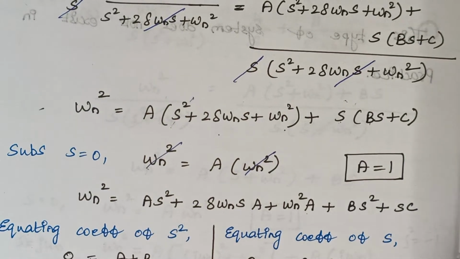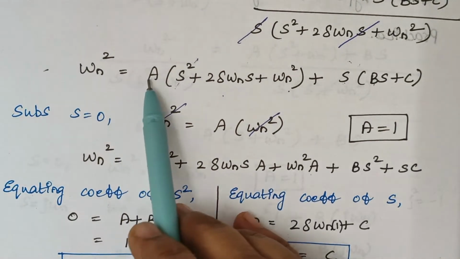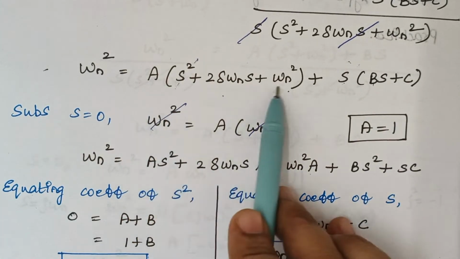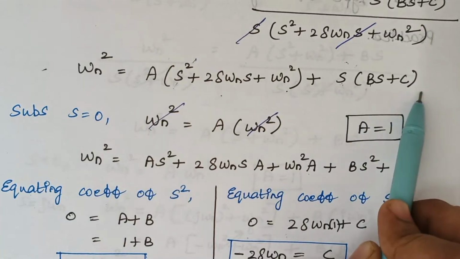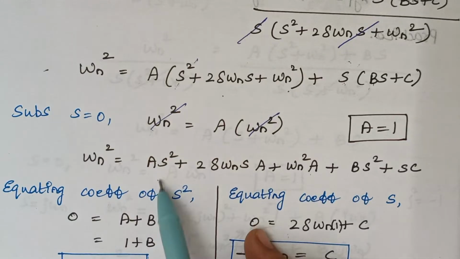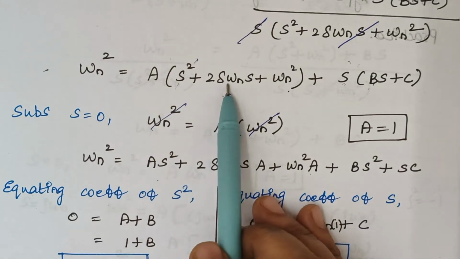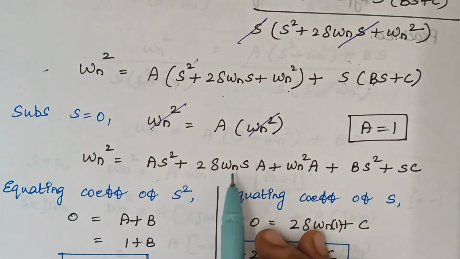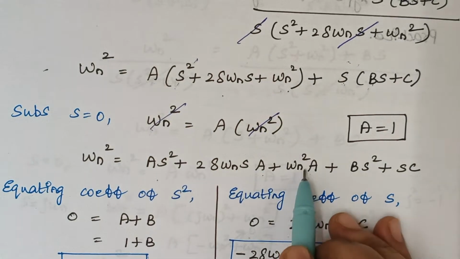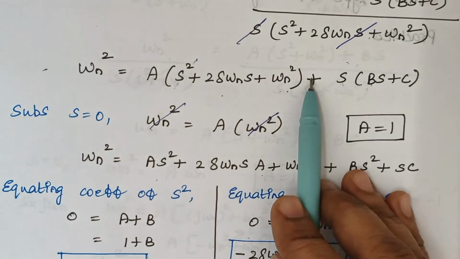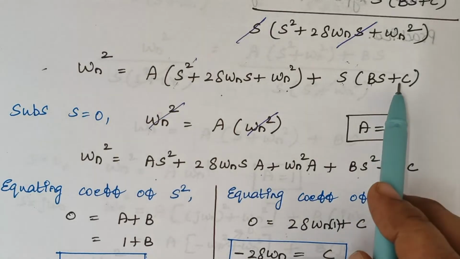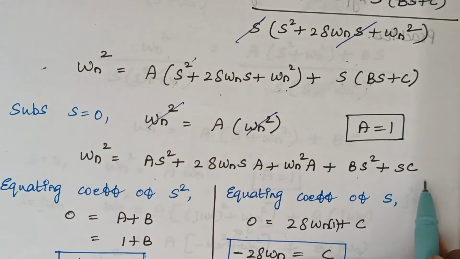Right. And the next step is just here I had multiplied this expression. That is, I have multiplied A with this part and s with this part. So when you multiply, what will happen? A into s square, here A s square. So A into 2 zeta omega n s gives 2 zeta omega n s into A. Plus again A into omega n square gives omega n square A. Again plus, just multiply s into Bs gives Bs square plus s into C gives sC.